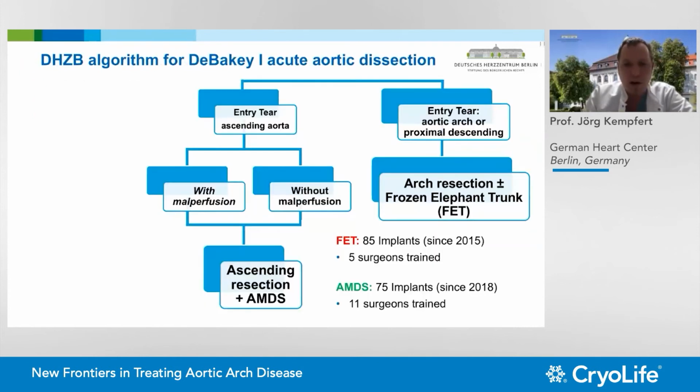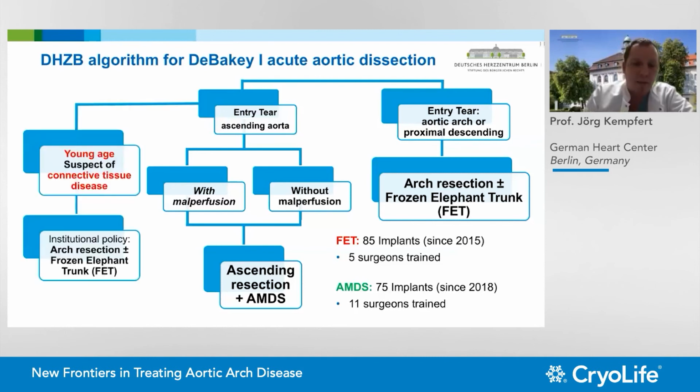So again, to summarize, basically, the algorithm is based on the entry tear location. I think this is obvious. Whenever only the ascending is affected, and this is roughly 80% of the cases, then the AMDS is going to work very well as an adjunct to the standard hemi-arch. However, if you have a tear in the arch, it simply needs to go either with a classic or frozen elephant trunk technique. There is that debatable younger subgroup of patients, or those with suspected connective tissue disease, where some groups, including ours, would advocate a prophylactic frozen elephant full arch.